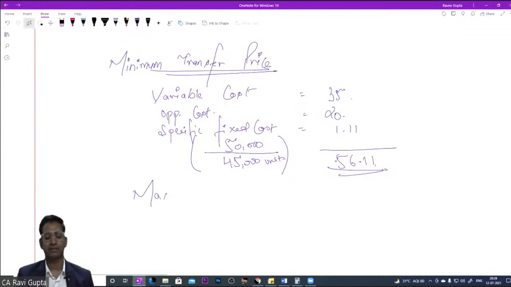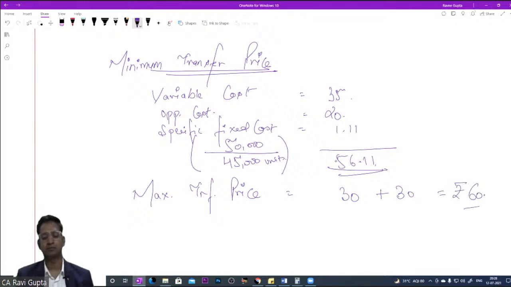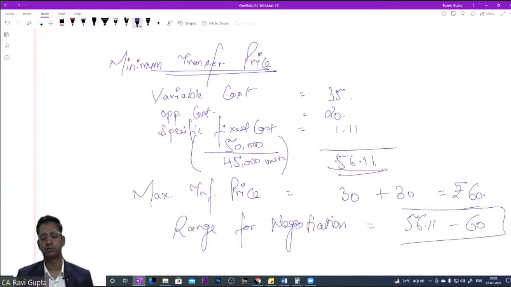What will be your maximum transfer price? Maximum transfer price is always calculated from the viewpoint of the receiving division. So in year 2, he is paying to the outsider 30 rupees for the purchase cost plus 30 rupees for subcontracting charges, that is 60 rupees is the maximum transfer price, and the range for negotiation will be 56.11 to 60 rupees. This will be a range of negotiation.